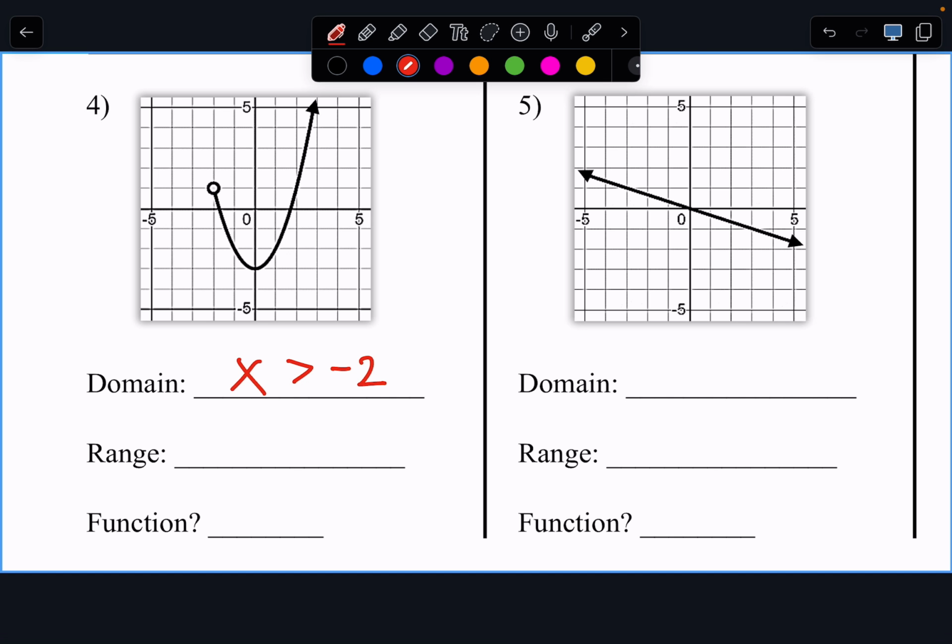Now, question, because this goes up, right? Where is our lowest point? Is it an open dot? At -3, we have not an open dot. Is it bigger than -3, or is it smaller? Do you see how it's above?